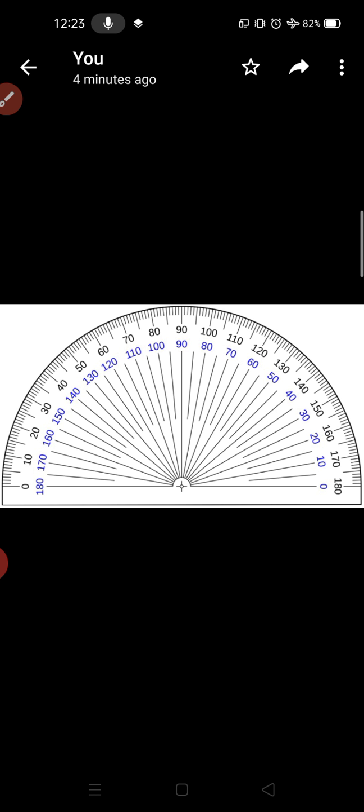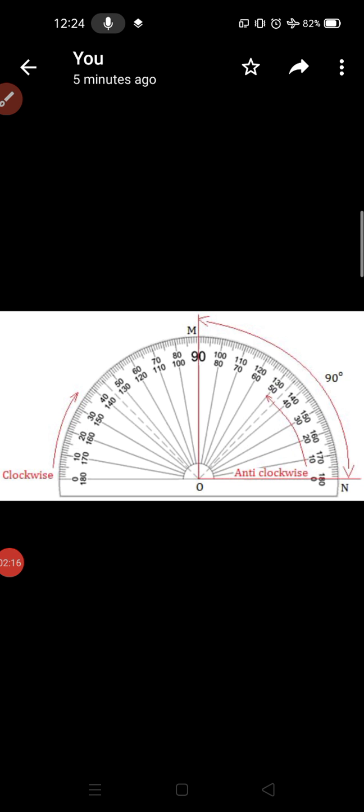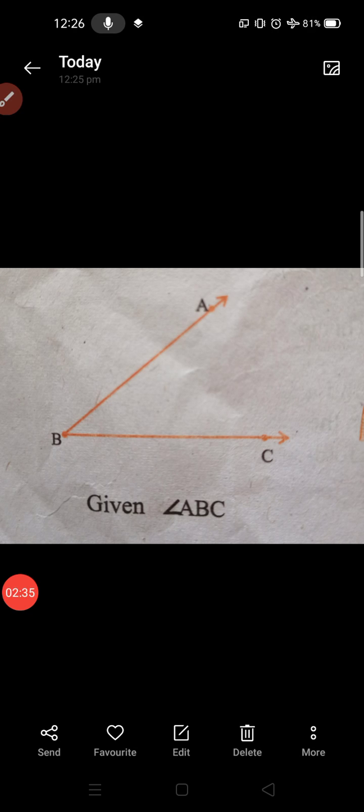Now we will see some examples of how to measure the angle by using a protractor. First, if you see this protractor, you have measurements in both directions. First one is a clockwise direction and next one is an anti-clockwise direction. So it depends on the given angle. We will use either clockwise or anti-clockwise direction. Suppose here we are going to measure an angle ABC. So we have to follow some steps to measure this angle by using a protractor.